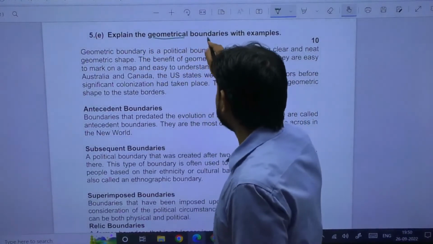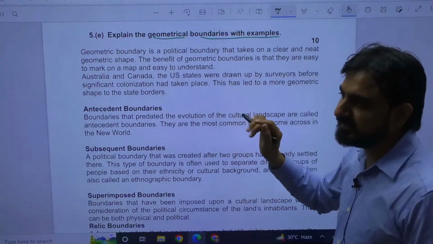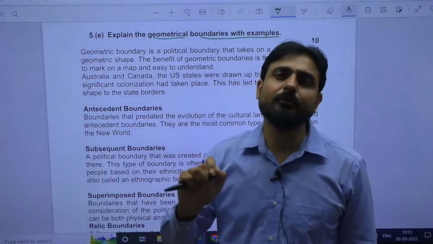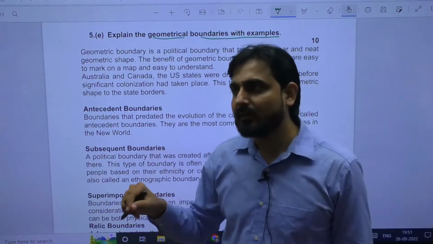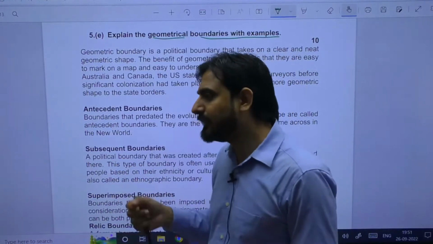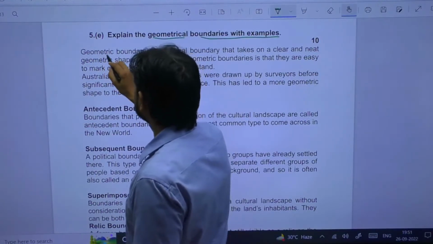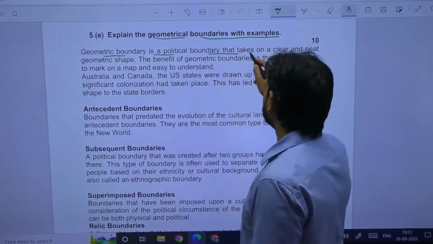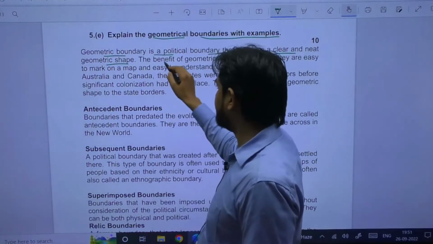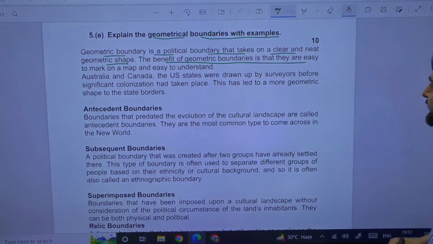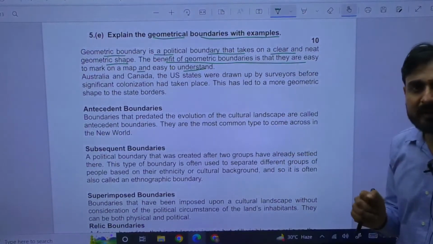Now explain the geometrical boundaries with example. Geometrical boundaries means boundaries of the state in the form of geometry, maybe in triangular shape, maybe rectangular shape, or maybe just radial shape. So we have different kinds of shapes and different patterns in the boundaries. A geometric boundary is a political boundary that takes on a clear and neat geographical shape. The benefit of a geometric boundary is that it is easy to mark on the map and easy to understand.